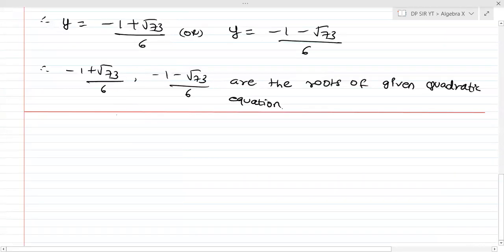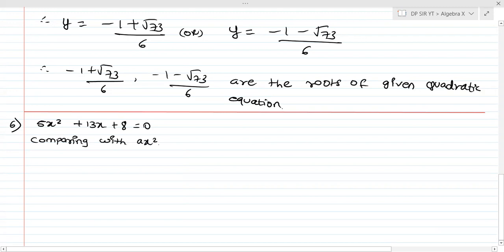So starting with the 6th question. What was the question? The question is 5x square plus 13x plus 8 is equal to 0. So comparing with ax square plus bx plus c is equal to 0. Therefore, a is equal to 5, b is equal to 13, and c is equal to 8.